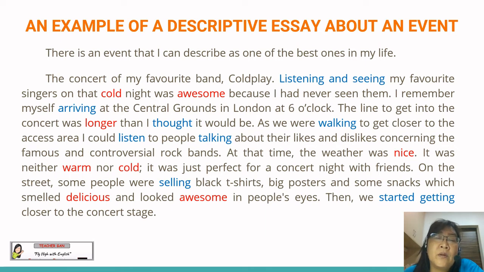The answers: we have sensory words in red, and then action words in blue. So we have sensory words such as cool, awesome, longer, warm, cool, delicious, nice, and again awesome. Or maybe you can change awesome with another word which has a similar meaning. Then we have the verbs such as listening, seeing, arriving, walking, talking, listen. Then we have selling, and started, and also getting.